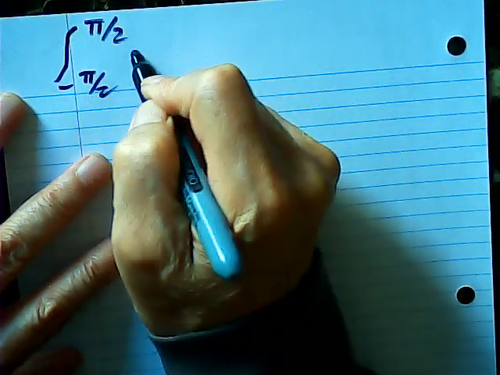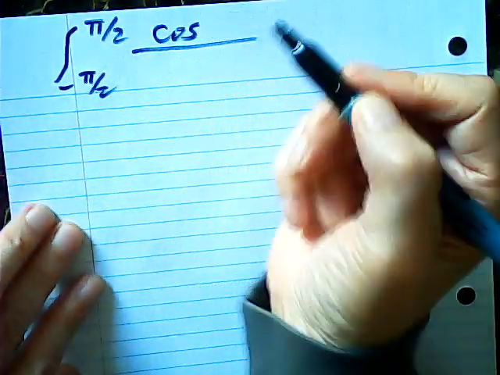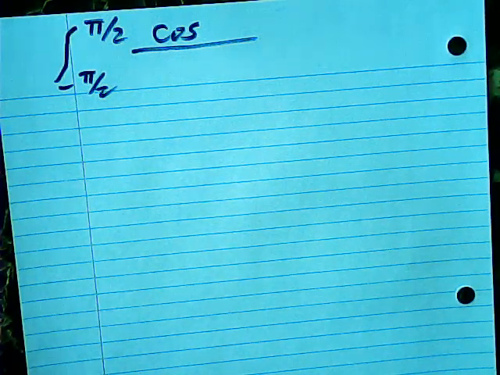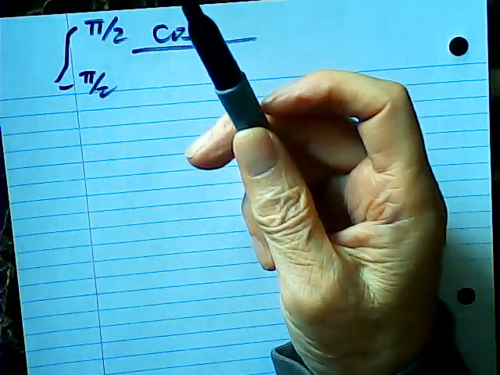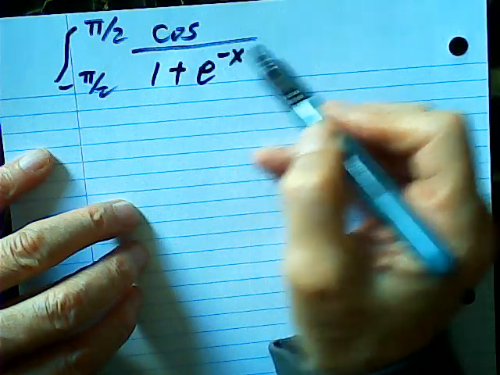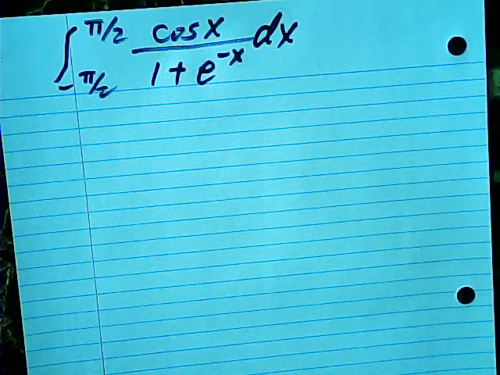Now method 3, well, we are talking about minus half pi to half pi. Seems the pens are not good. Let me change the pen. Well, cosine x over 1 plus e to the negative x dx. Okay, that is our integral.